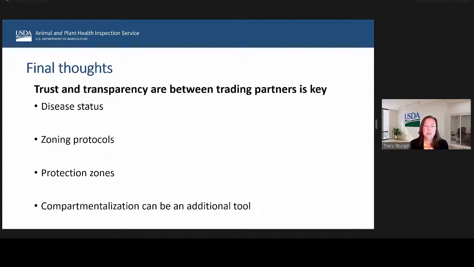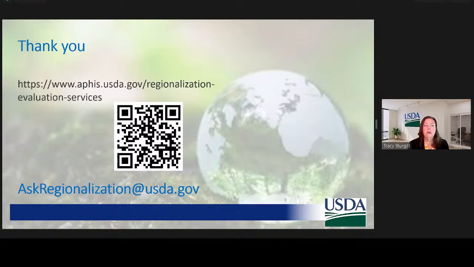And the final thought I want to leave with you is that ultimately trust and transparency between trading partners is absolutely critical for maintaining trade, and there are a number of tools available to prepare for African swine fever and other disease incursions and maintenance of trade. And our goal is to ensure that trade flows as smoothly, predictably, and fairly as possible.